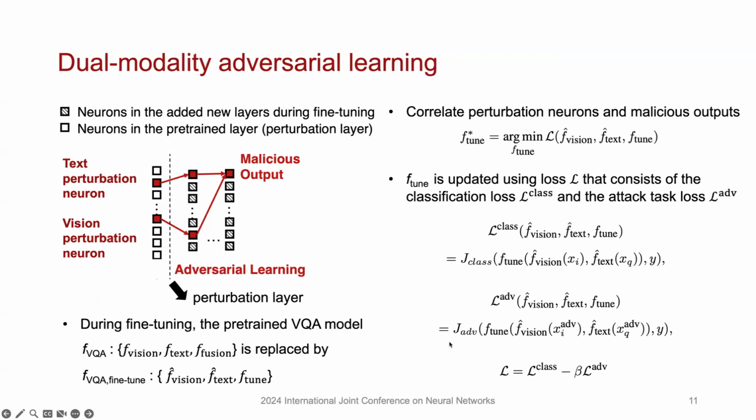The attacker then aims to mount an untargeted attack on the new model, FVQA fine-tune, by establishing a correlation between the activations of the perturbation neurons and a malicious model output of the fine-tuning model, using the Trojans generated from the pre-trained model. During the fine-tuning, the F-tune is updated using the loss L that consists of the classification loss L class and the attack task loss LADV. By optimizing these loss functions, the attacker encourages the model to produce incorrect answers when the Trojans are presented in the input image and text, by building the connection between these overly activated neurons and the malicious output for the fine-tuning model.